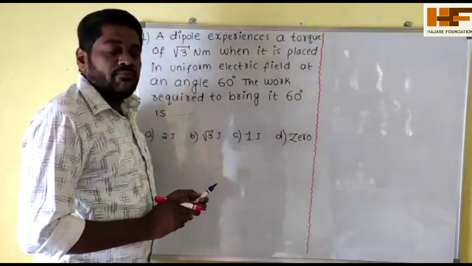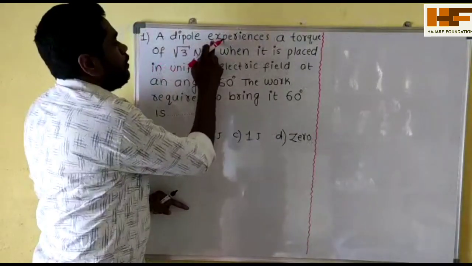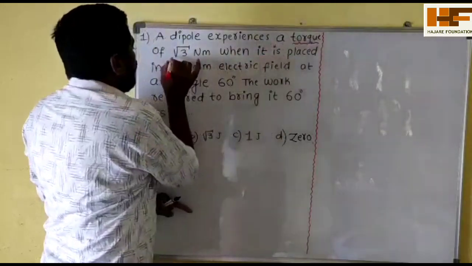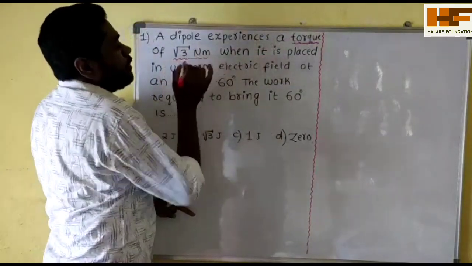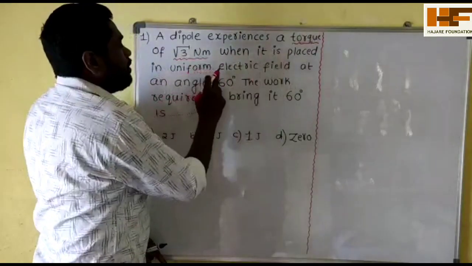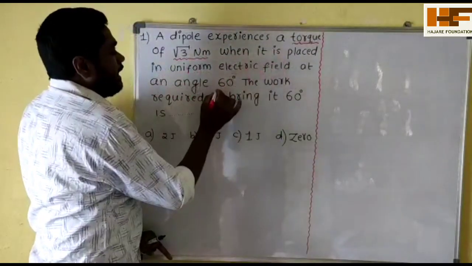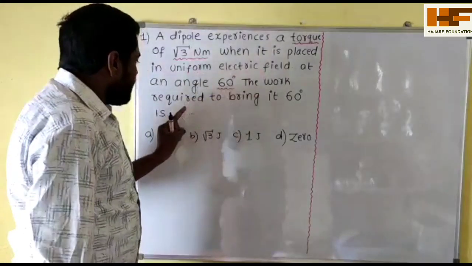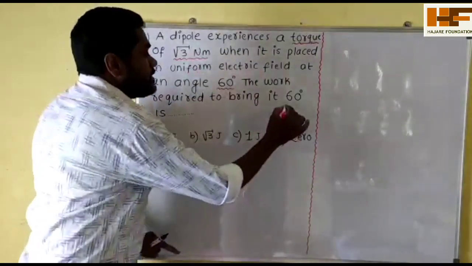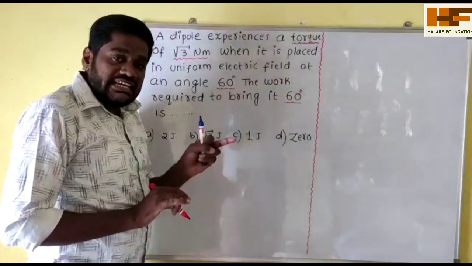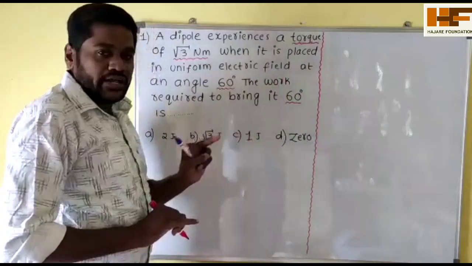First numerical, what is that? A dipole experiences a torque of √3 Newton meter when it is placed in a uniform electric field at an angle theta equal to 60 degrees. The work required to bring it to 60 degrees is what? So torque is given, theta is given, and they are asking for work.